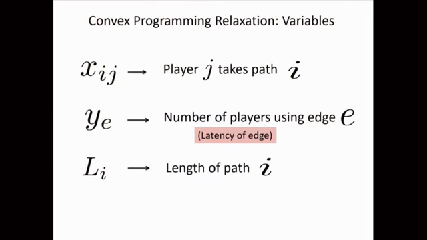In the convex program, I have two variables: x_ij, which basically says the player j takes the path i in the graph, and a variable y_e which basically measures the latency of this edge. And I need this parameter l_i, which is the length of path i. This is not a variable, this is just some constant. For every path i, l_i measures the length of this path.